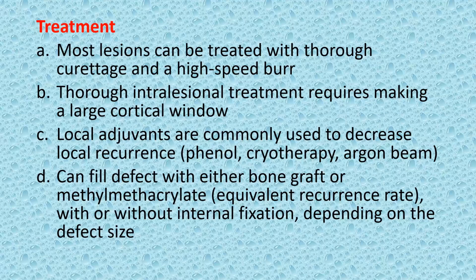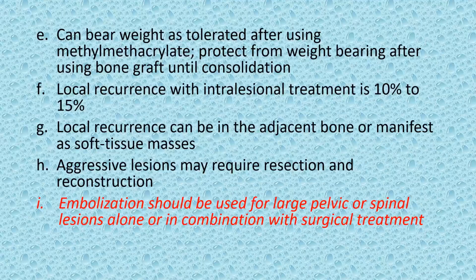We don't believe, in spite of it being reported in the literature, in putting cement without bone graft. We put the bone graft at the articular margin. Then we put the cement. If you want to use bone alone, fine, you can use it. But with cement, you have to put the bone between the cement and the articular surface. With cement, the advantage is that the patient can bear weight as tolerated after using methylmethacrylate. Bone grafting protects from weight bearing until consolidation.